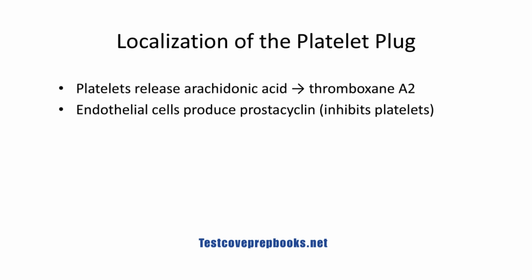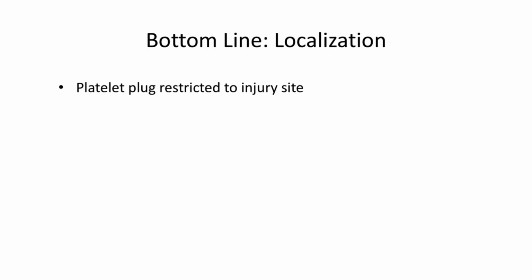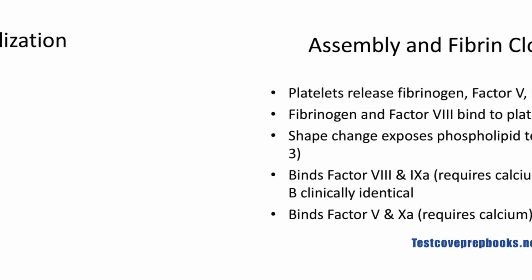Next, we move to localization of the platelet plug. Secreting platelets release arachidonic acid. Within the platelet, this is converted into thromboxane A2, which promotes platelet activation. In contrast, adjacent endothelial cells process arachidonic acid into prostacyclin, which inhibits platelet activity. The bottom line? The platelet plug is restricted to the site of injury and does not spread uncontrollably.